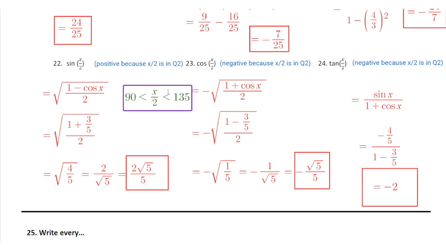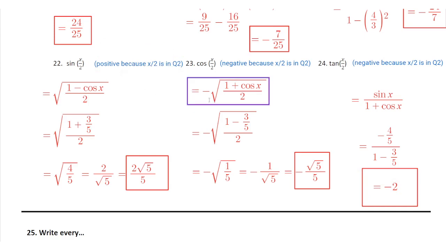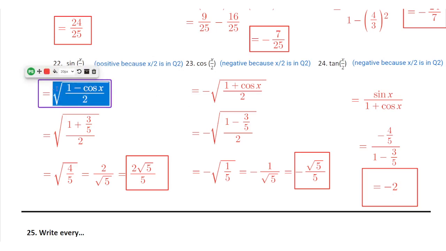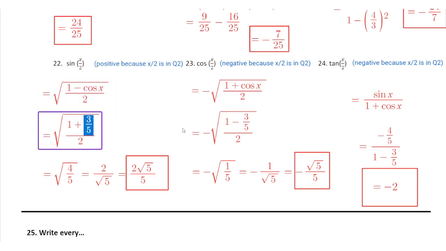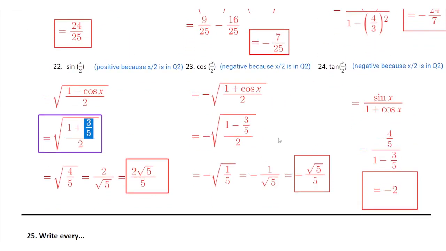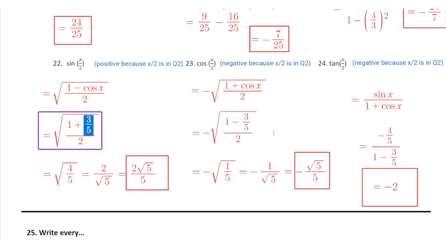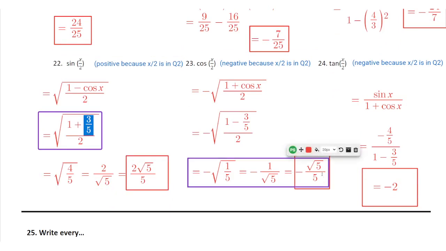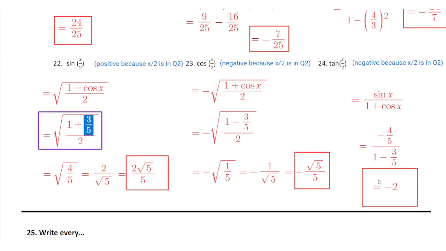So I'll leave this up just to give you a chance to look through my work here, because I know I'm kind of leaving out a little bit of explanation, but basically all I'm doing is choosing the correct formula to use and plugging in the ratio that I got from this triangle I drew earlier. It's using the same ratios that we did in 19 through 21. But yeah, so here are the corrected answers for 22 through 24. Got 2 root 5 over 5, negative root 5 over 5, and negative 2.